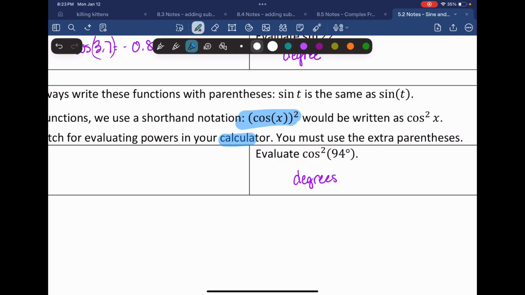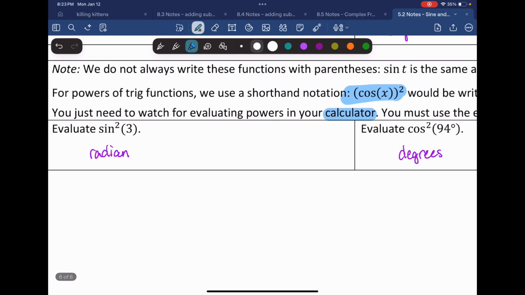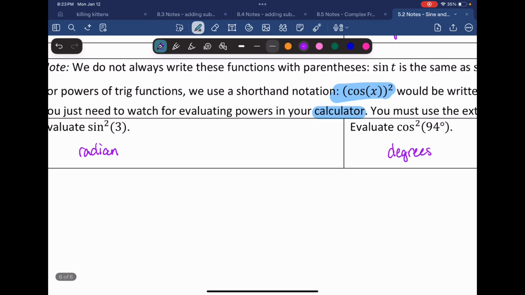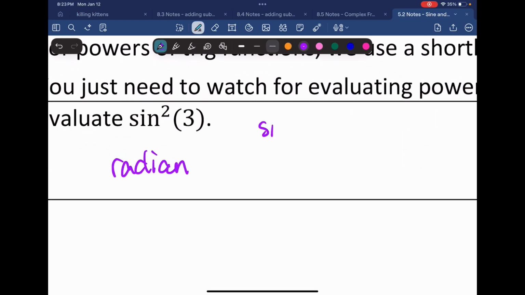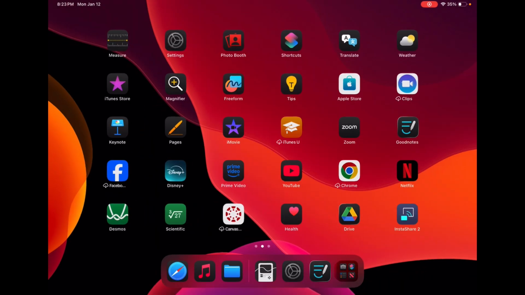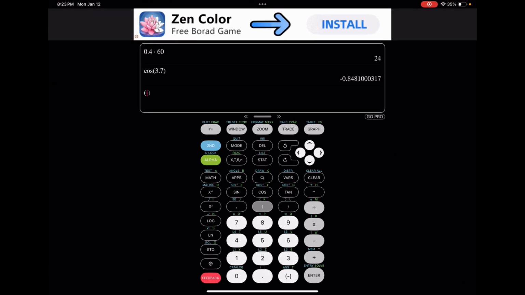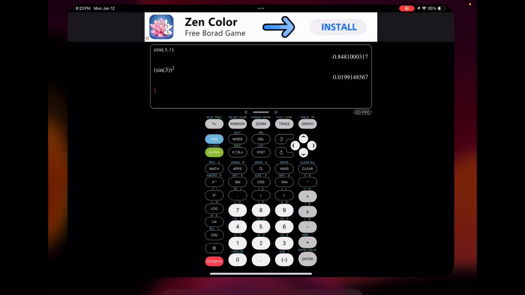for the calculator. All right, so I have sine squared of 3. This means I'm taking the sine of 3, squaring the result. So when you do that in your calculator, you want to do parentheses, sine of 3, close the sine, close the function, square. So 0.019, so 0.020.